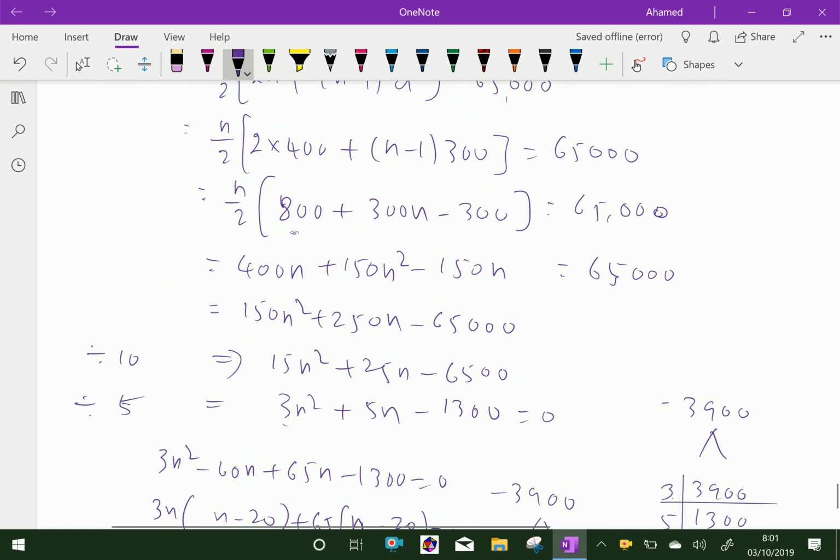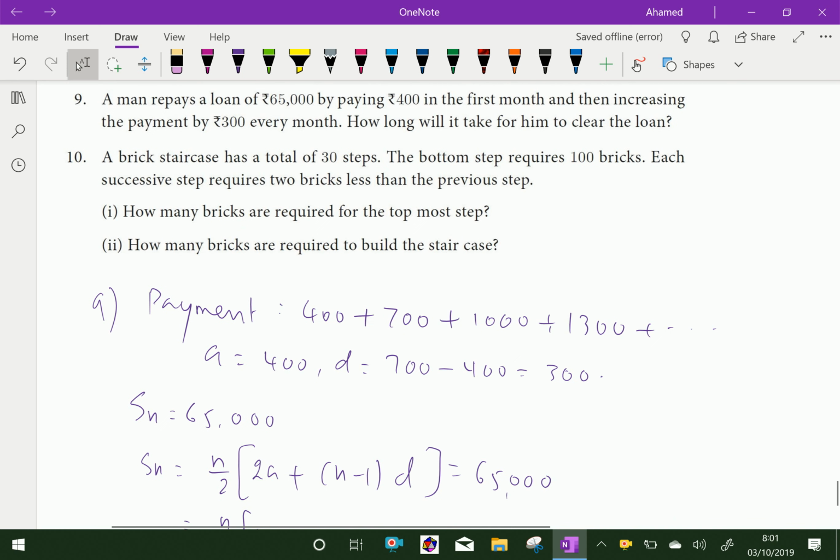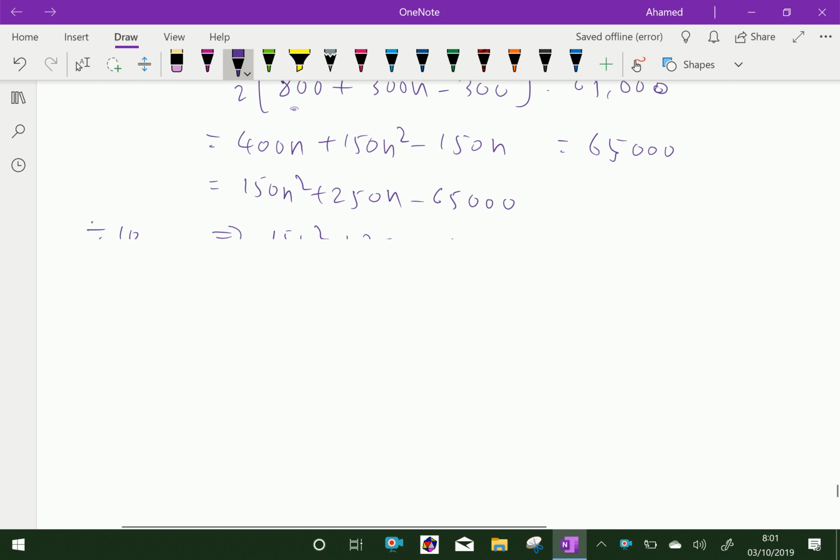Now we'll do the next question, question number 10. A brick staircase has a total of 30 steps. The bottom step requires 100 bricks. Each successive step requires 2 bricks less than the previous step. Find how many bricks are required for the topmost step, as well as how many bricks are required to build the staircase completely.